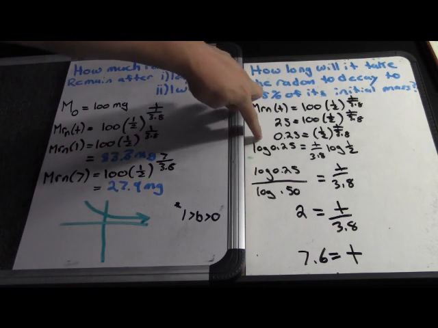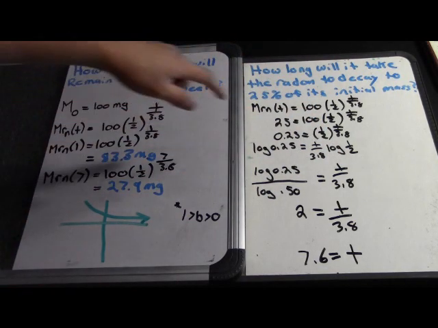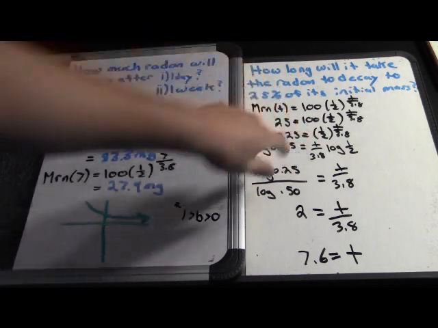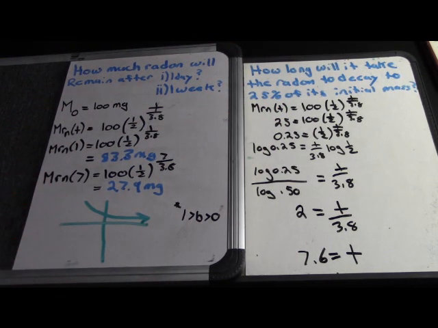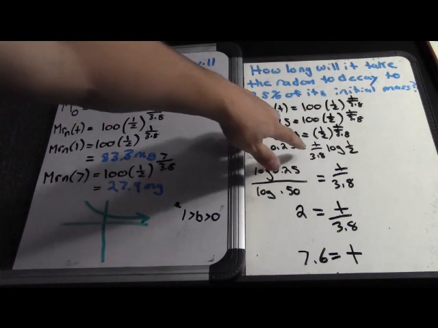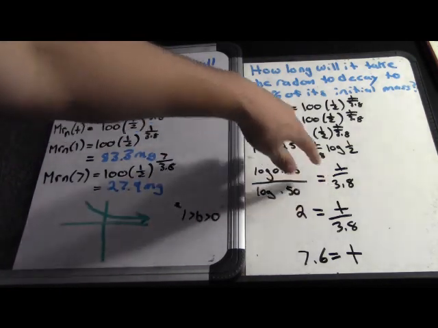So you can see we logged 0.25 and we logged 1/2. And then you bring the exponent, t over 3.8, into the coefficient of the right side of the equation. Next, you want to get the variable by itself. So you isolate t over 3.8 by dividing both sides by log of 1/2.